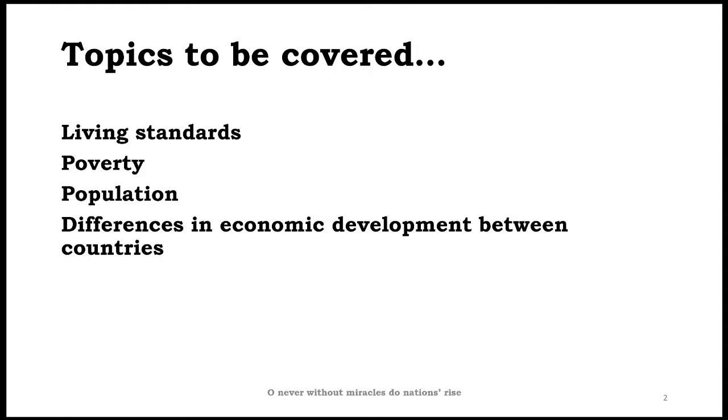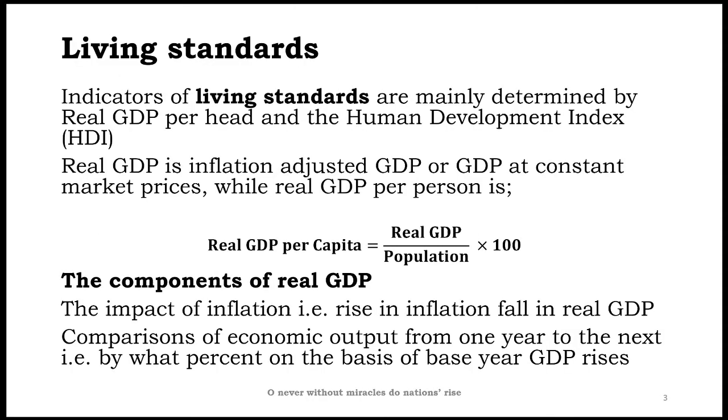The topics which we will cover under this include, number one, living standards, meaning how we can define how people live, their quality of life. Then poverty, meaning how rich or poor they are, or what they can afford. Population, where we will discuss different age groups and gender distribution. And the last topic will be differences in economic development between countries. First, living standards.